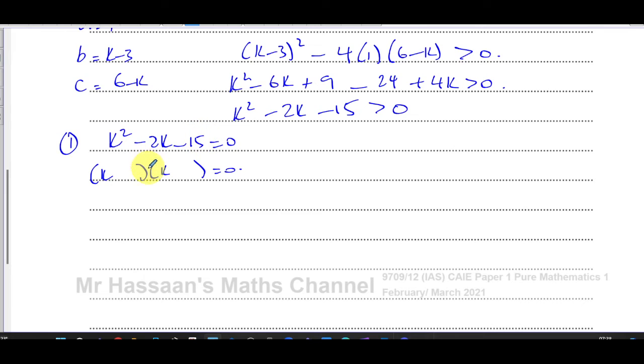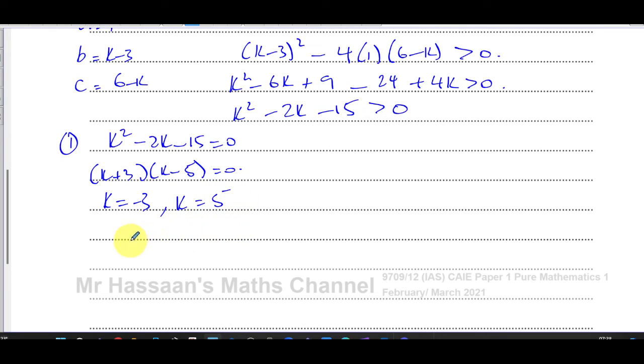5 times 3 is 15, and 5 and 3 give you a difference of 2. One of them has to be positive, one has to be negative. So we're going to have k plus 3 and k minus 5. That will give us k squared minus 2k minus 15. So that's correct. So we can say either k equals negative 3 or k equals positive 5.